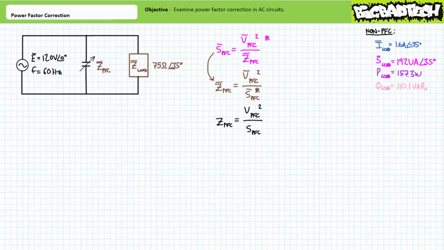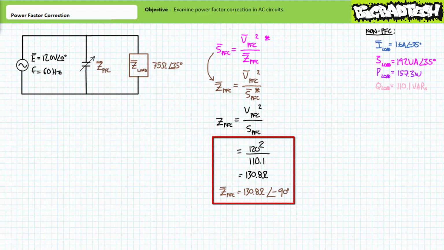Don't get mixed up by angles and signs here. You know the apparent power for the power factor correcting capacitor has an angle of negative 90 degrees. You know capacitive reactive power has a negative value. You know capacitive complex impedance has an angle of negative 90 degrees. Just solve for the magnitude of the impedance, add an angle of negative 90 degrees behind it, and call it good. Substituting in our given values, we arrive at an impedance figure of roughly 130.8 ohms at an angle of negative 90 degrees.